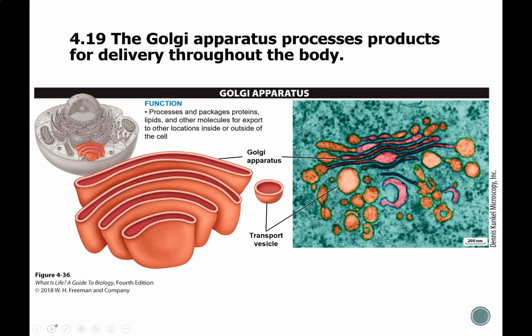So when products are produced in the rough ER or the smooth ER, they are oftentimes taken to the Golgi apparatus, this organelle that looks like a bunch of folded membranes, for processing. So I like to think of the Golgi apparatus as like a warehouse processing center. So it gets all kinds of important products, finishes them up, packages them, and sends them on their way. So the Golgi apparatus processes and packages proteins, lipids, and other molecules for export outside of the cell.